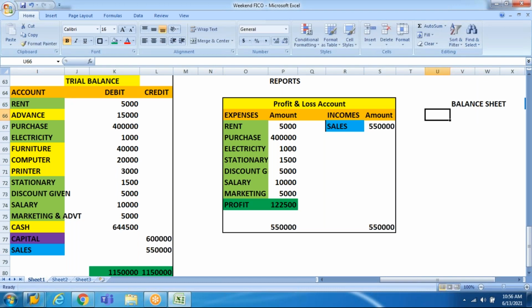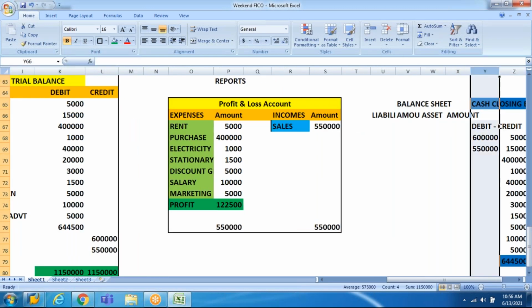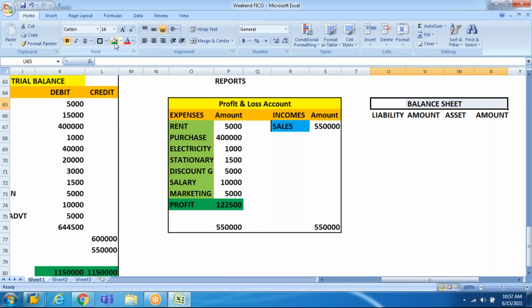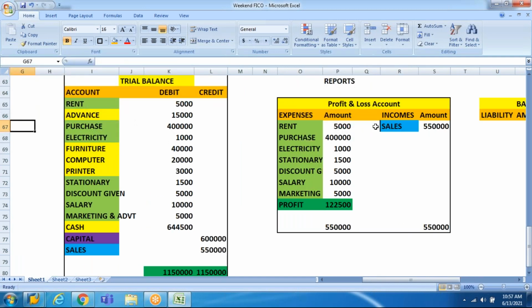In the balance sheet, you will not have debit credit, you will have asset and liability. So liability, amount; asset, amount. So what are the liabilities we are having? Only one liability, correct? What is that liability? Capital.